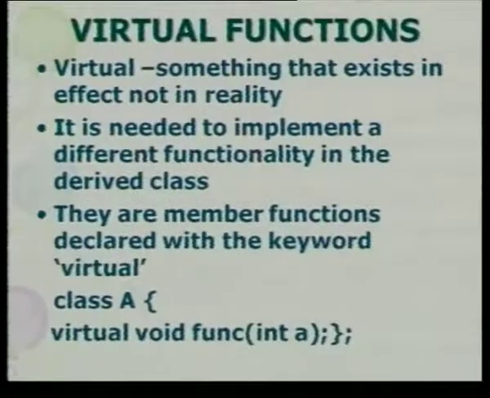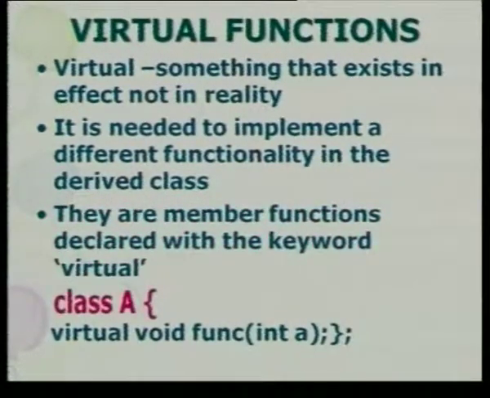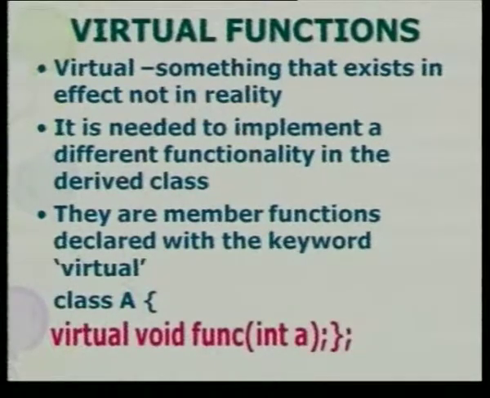Normally a function will execute only one particular task, but when you want one function with the same name to have a different functionality, you go in for these virtual functions. They are member functions which are declared with the keyword virtual. An example is this: within a class you have the virtual keyword, the return type, the function name and the arguments. This is the way to declare it.